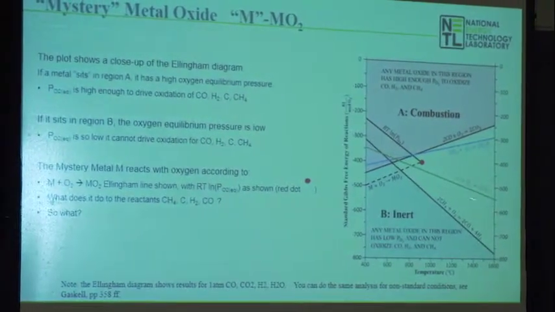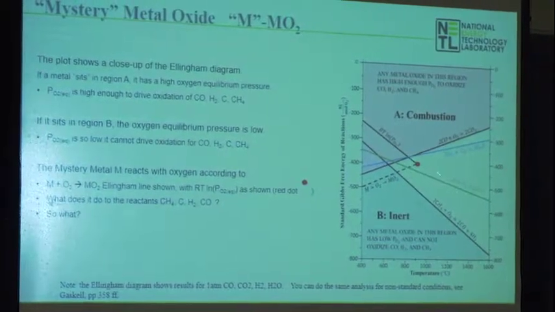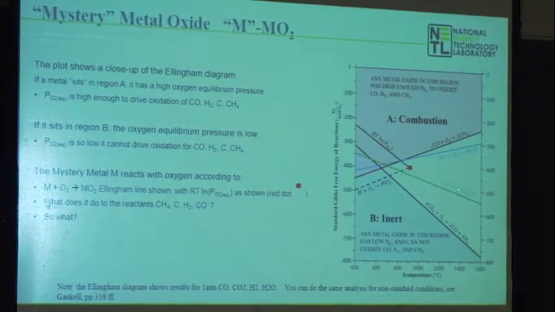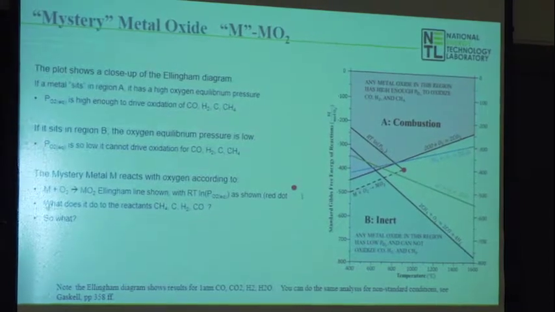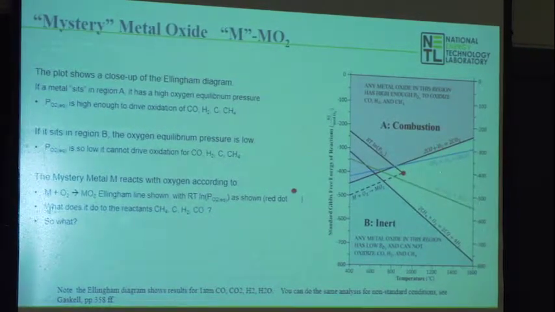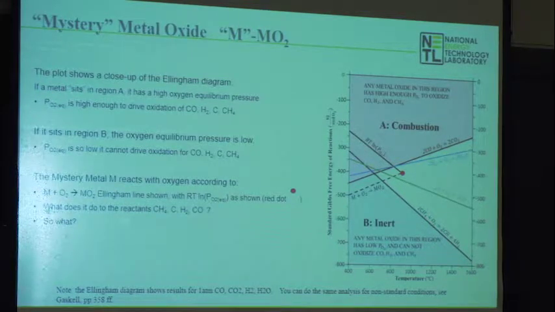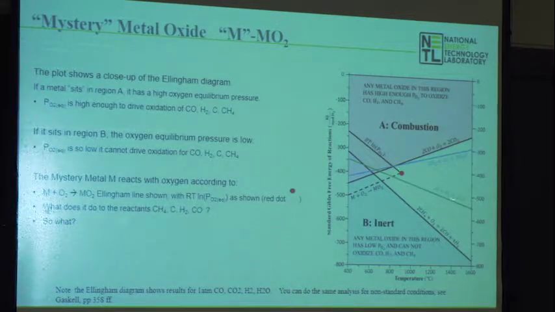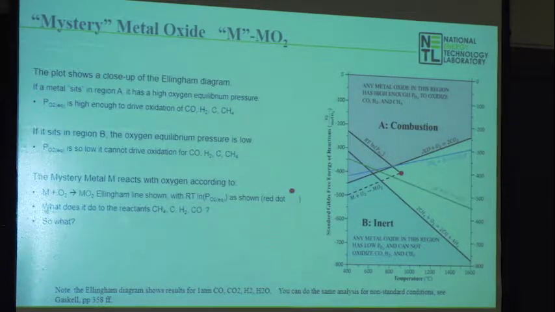Here's the carbon line down here. It has a higher oxygen partial pressure than that guy needs to get to CO. All right? Are you still with me? How about hydrogen? That's interesting. Lower oxygen partial pressure. How about CO? Lower.